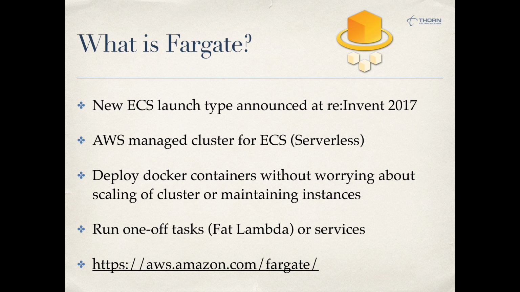So Fargate is just a managed cluster by AWS where they will manage all the updates you need to perform on these EC2 instances and make sure everything just works. So you can deploy Docker containers without worrying about scaling of clusters or maintaining the instances. So you can run one-off tasks, which I'm calling Fat Lambdas, or you can run services that are long-running tasks, like web servers and databases.